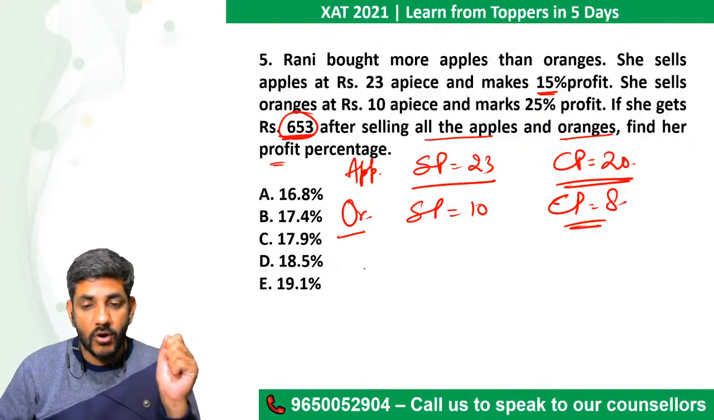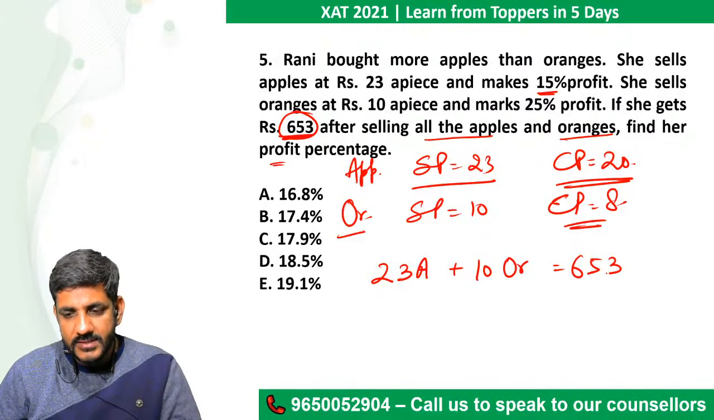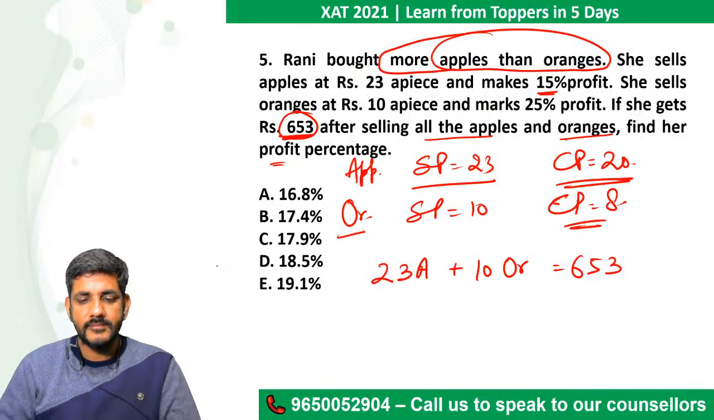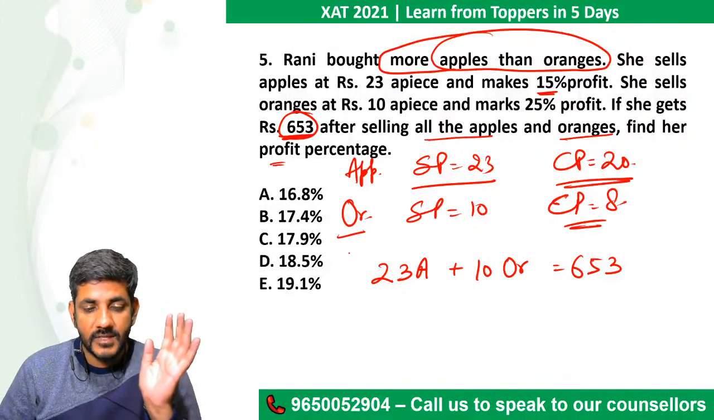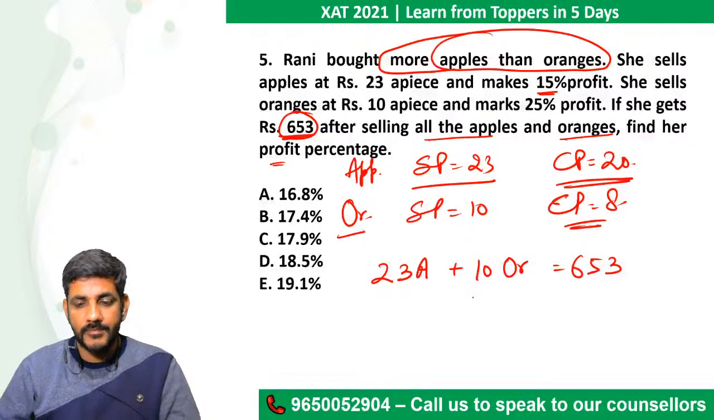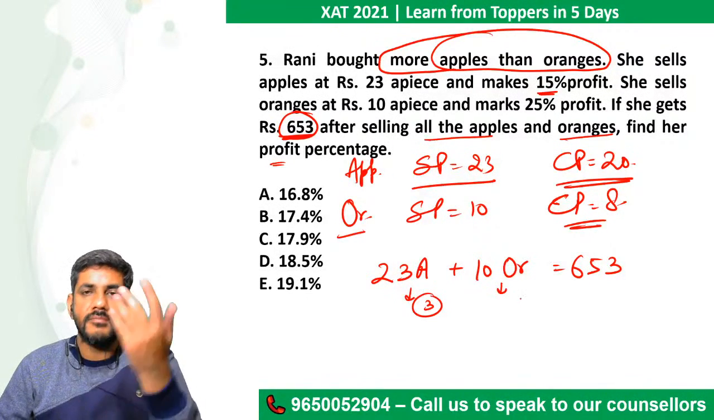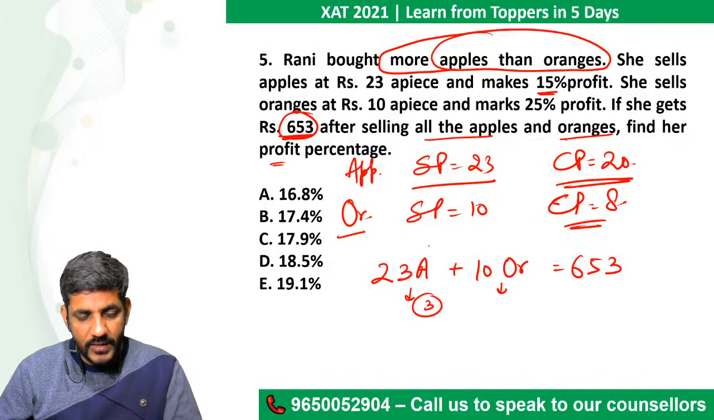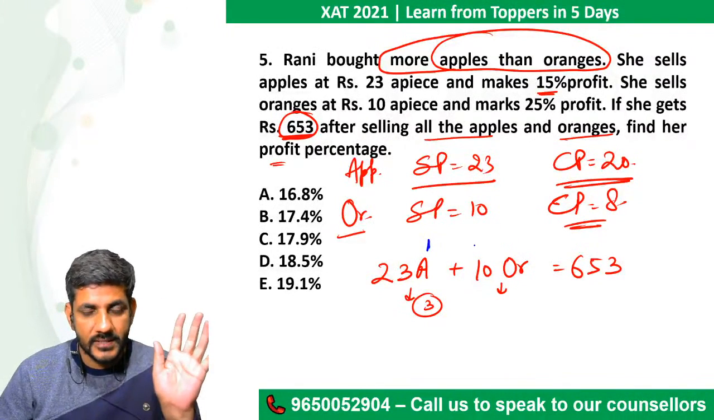So she gets 653. This is the total money she got. So she sold apples at the price of 23, oranges at the price of 10, and the total money she got from that is 653, and it is also given that there are more apples than oranges. The value of A is greater than that of O, that is oranges. So first of all, I know that this number must end with 3, because the oranges part is a multiple of 10 and will end with 0. So if it ends with 3, I could take A as 1, but then oranges would be higher than the number of apples. That cannot be the case.